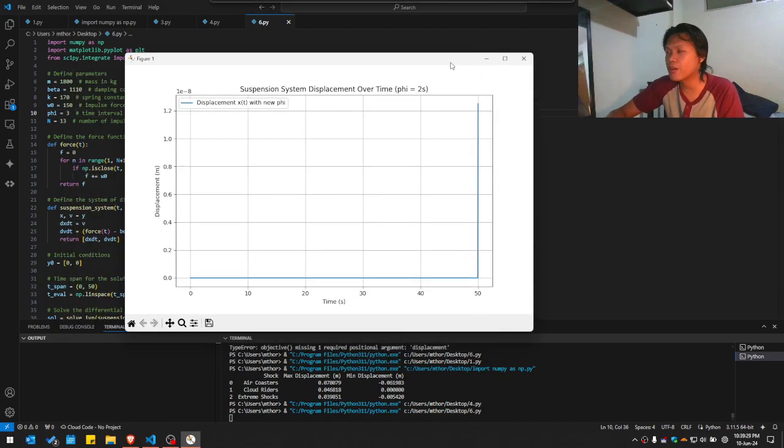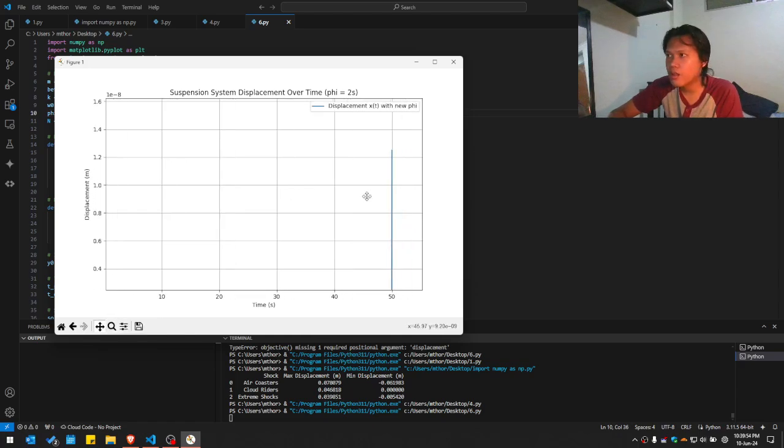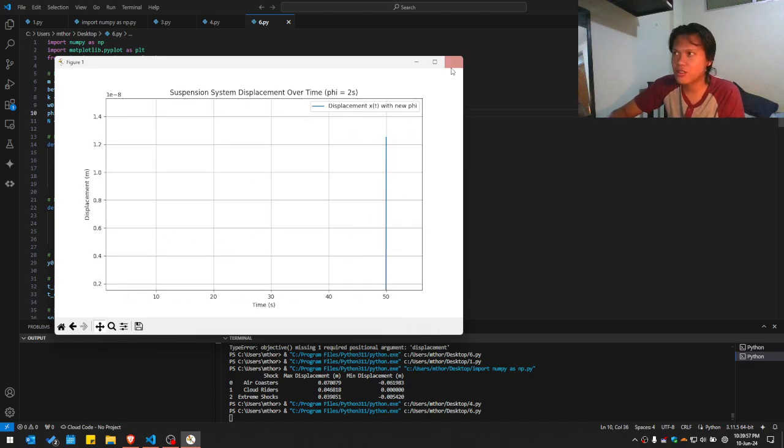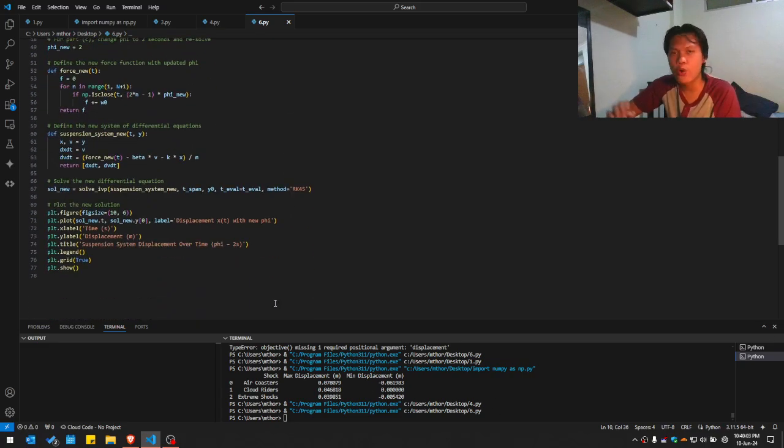So we close this and we have a new plot, and it is suspension system displacement over time, for p equals 2 seconds. So we have 0 displacement from 0 to 50 seconds, but at 50 seconds, for some reason, we have 1.2 or more meters of displacement. And we close this one too. And I think that's it for the plots and the coding for the 5 questions. So that's complete.